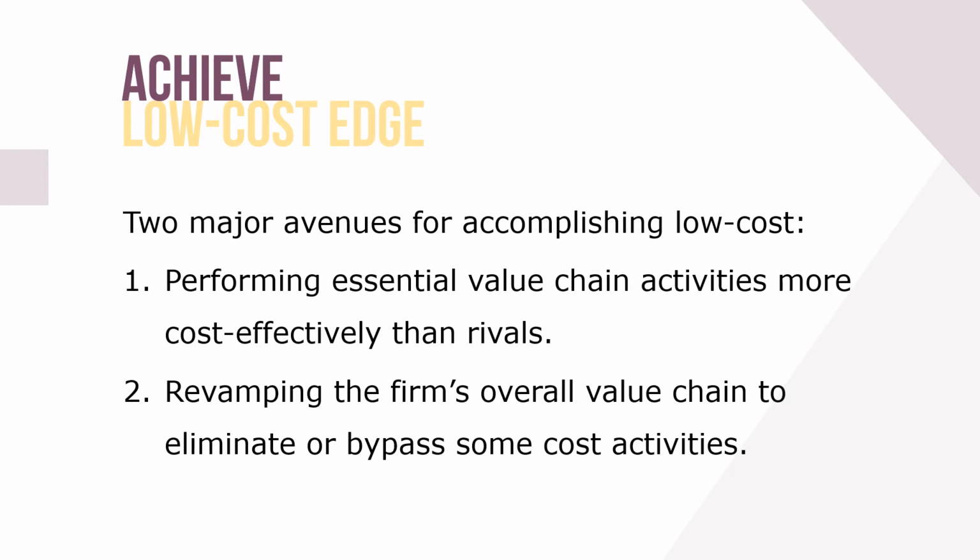To achieve a low-cost edge over rivals, a firm's cumulative costs across the overall value chain must be lower than competitors' cumulative costs. There are 2 major avenues for accomplishing this. First, performing essential value chain activities more cost-effectively than rivals, and second, revamping the firm's overall value chain to eliminate or bypass some cost-producing activities.